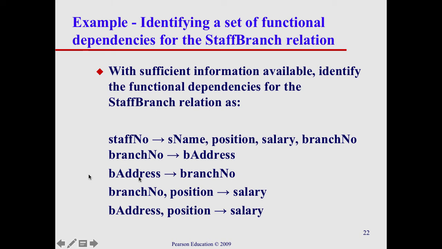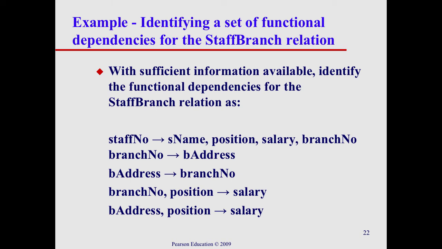Now, this is an assumption. I think it's a reasonable one. The branch address does uniquely determine the branch number. That's why we give streets addresses, so that they do uniquely determine things. Otherwise, the postal folks would have trouble delivering stuff. So it's actually fairly reasonable to say that a branch address also uniquely determines a branch number. And then I said that the branch number and the position determine the salary. It's true that the branch number and the position determines the salary and that the branch address determines the branch number, then this final functional dependency must also hold.